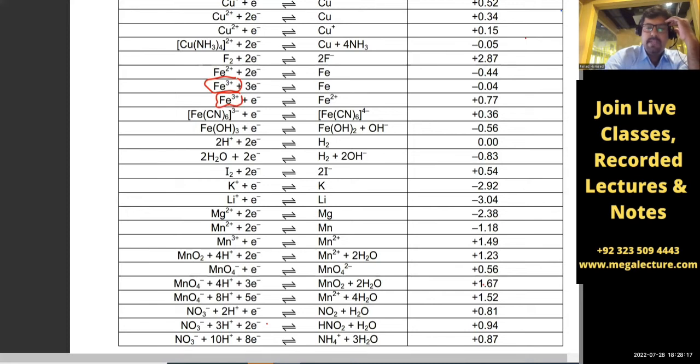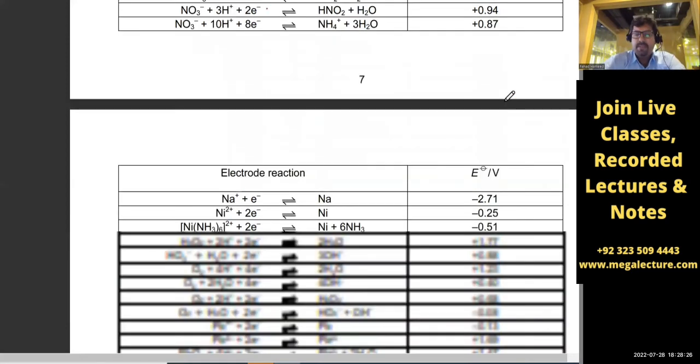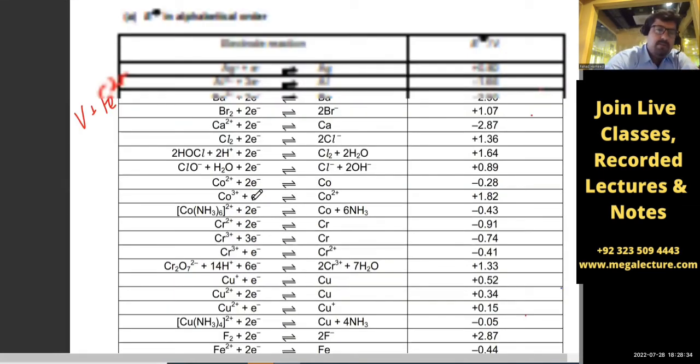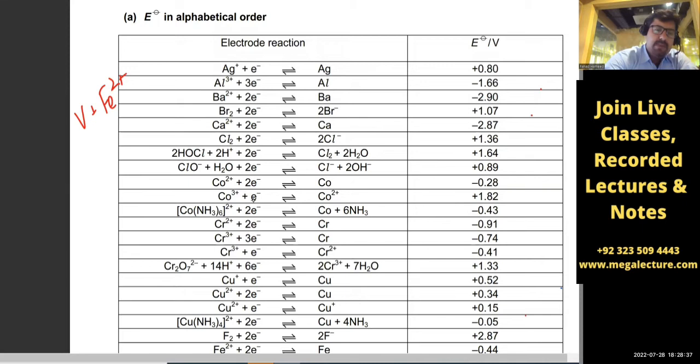So the higher potential gains electrons. With vanadium and Fe3 plus, Fe3 plus gains electrons, higher potential, and vanadium over here, lower potential, loses electrons, right? This is the lower potential, it was minus 1.2, so it loses electrons, and Fe3 plus, that was 0.77, gains electrons. Okay, is this clear up to this point?